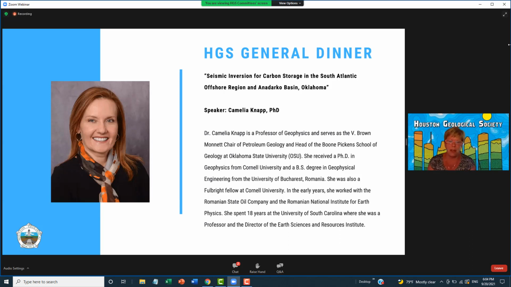She is both a friend and also at the university that is my alma mater, go Pokes, Dr. Camelia Knapp. Dr. Knapp is professor of geophysics and serves as the V. Brown Monnett Chair of Petroleum Geology. She's also head of the Boone Pickens School of Geology at OSU. She received a PhD in geophysics from Cornell and a BS in geophysical engineering from the University of Bucharest in Romania. She's a Fulbright fellow at Cornell, and early on she worked with the Romanian State Oil Company and the Romanian National Institute for Earth Physics, which I think is just awesome.